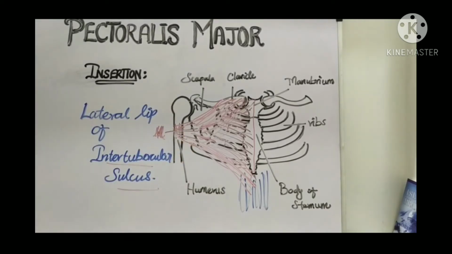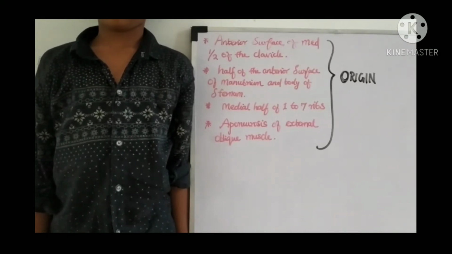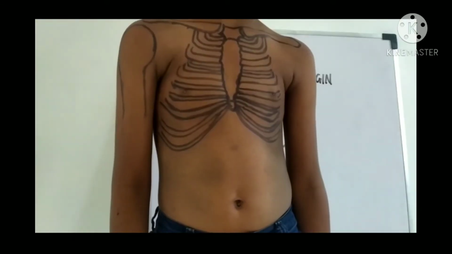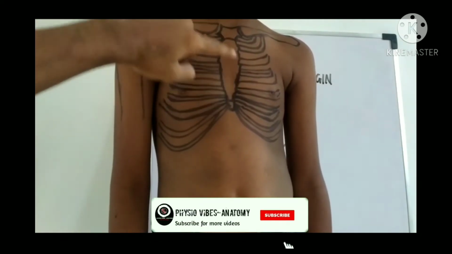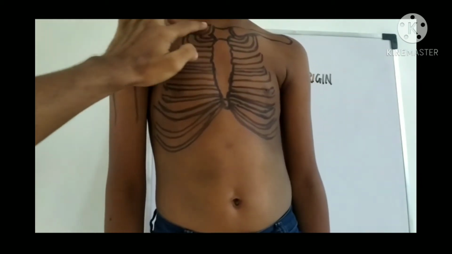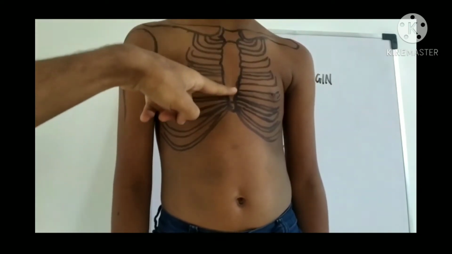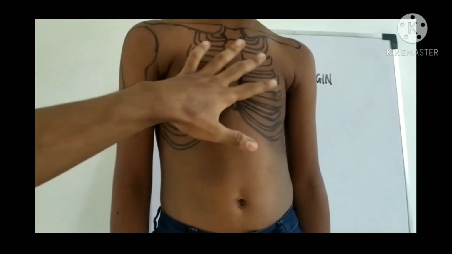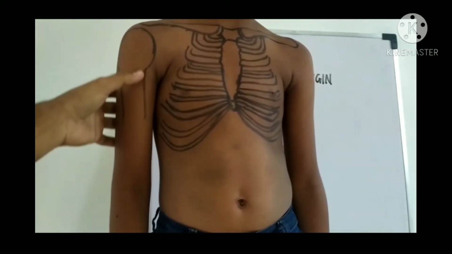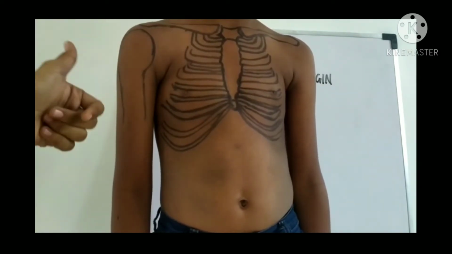So I'm just showing you in the model now. So guys, here is our model. I'm going to explain the origin and insertion of this muscle and how the muscle lies in the thorax region. Here you can see I just drew the skeleton of the thorax. You can see the clavicle here. You can palpate it in your own body also. The clavicle is a subcutaneous bone, and here you have the sternum and the ribs, and the humerus. So let's see how the muscle takes origin and where it inserts.